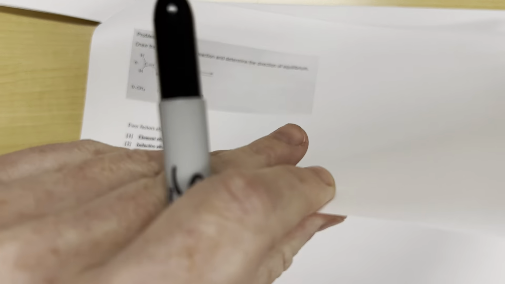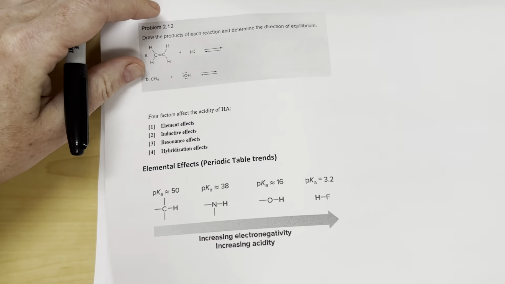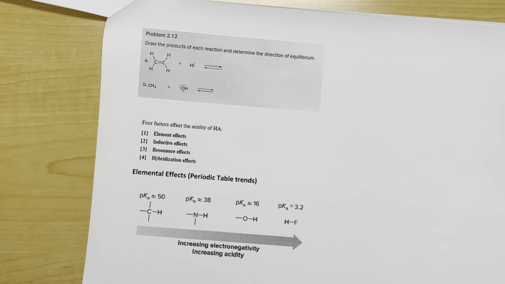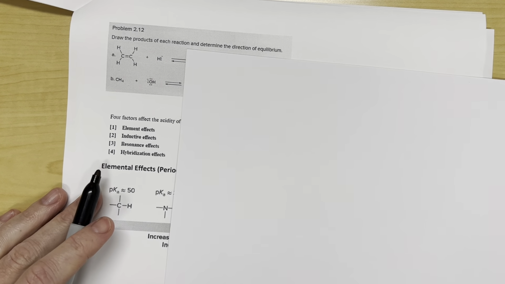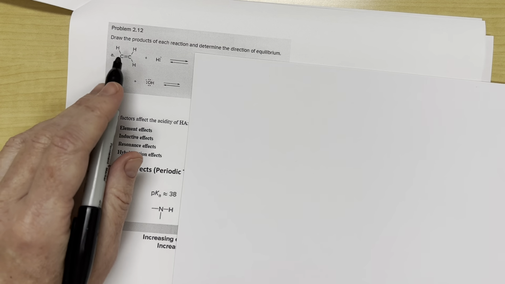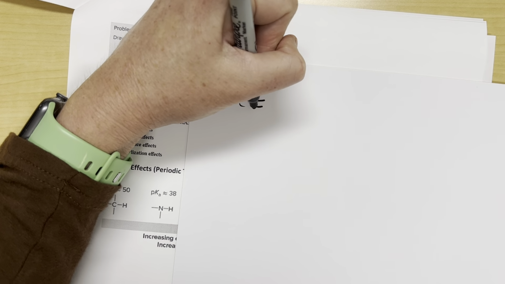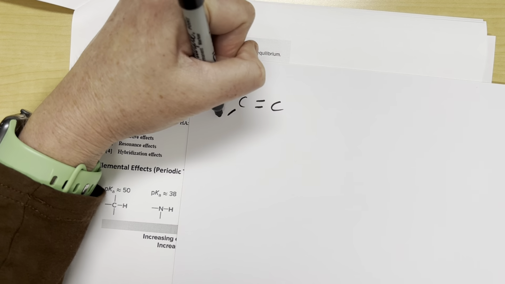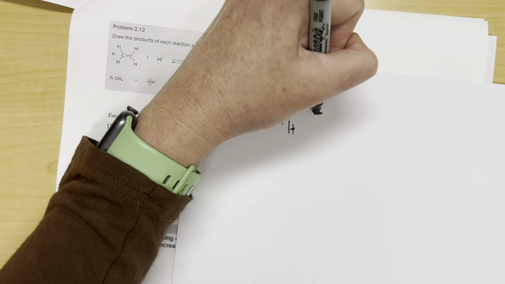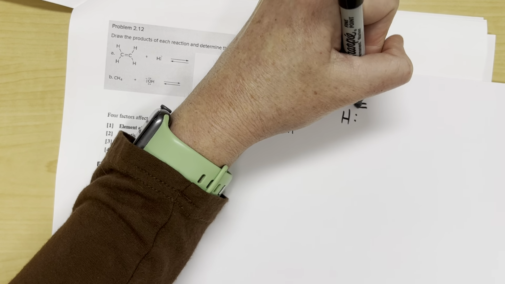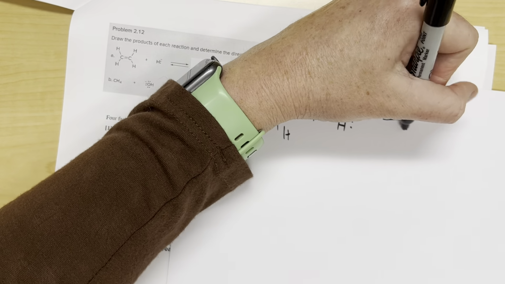All right, so now I ask you to draw the products of each reaction. I'm gonna get some paper here, so a little more space to write bigger. Draw the products of each reaction to determine the direction of the equilibrium. All right, so this first one, I'm gonna redraw it. We have a C, double bond it to a C, plus this hydride ion here. And we want to know what it's going to form.